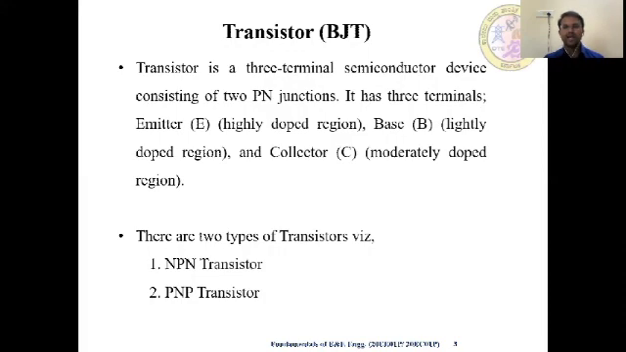Emitter is denoted by a letter E. Base is denoted by a letter B. And a collector is denoted by a letter C. There are two types of transistors: NPN transistor and PNP transistor.